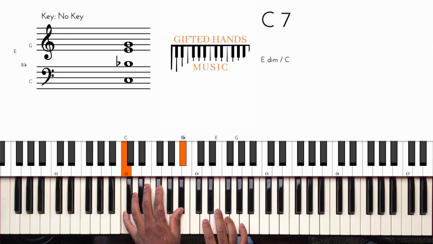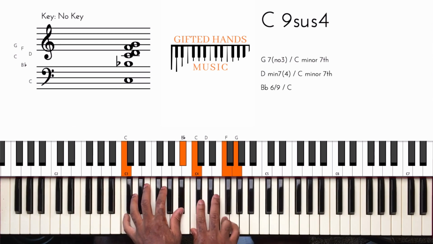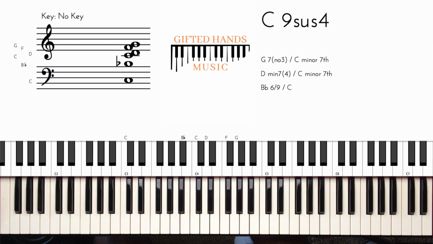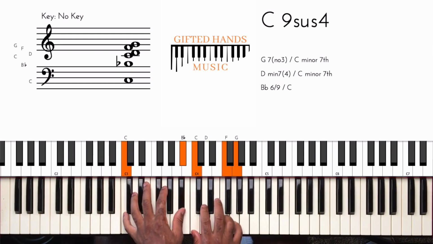So it's the same concept. We're just taking the third, moving it to the fourth, or the second, and those give us sus chords, all right? So now we have a C7 sus 2 or C7 sus 4, all right? So that's a little bit more advanced. We're adding more harmonies. We have that seventh in there to give us some more flavor, some more sound.